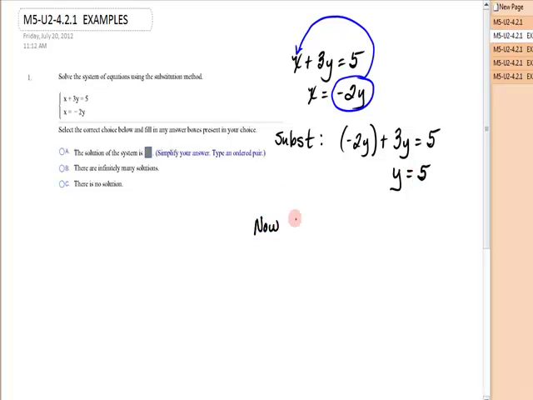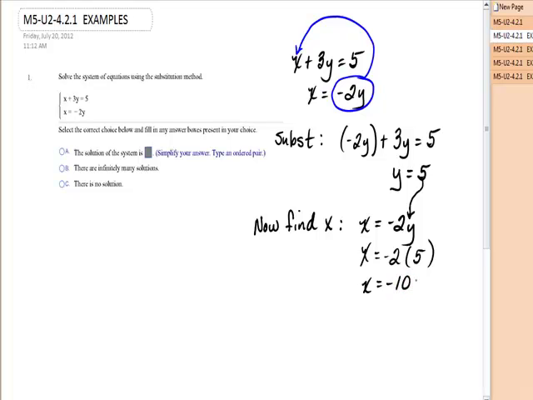Now, find x. When you're using the substitution method, you can always go back to the equation where you have the circled expression, x is equal to negative 2y. Write it down, take the value you got for y, put it in: x is equal to negative 2 times 5, x is equal to negative 10.